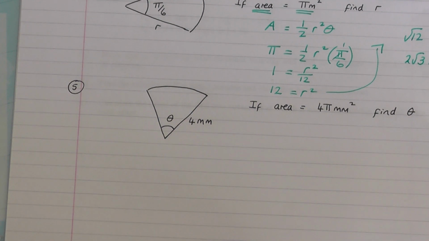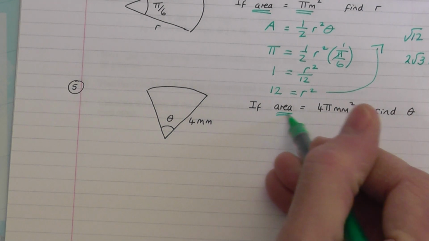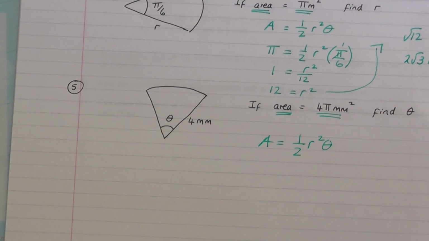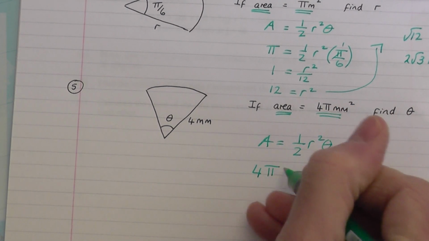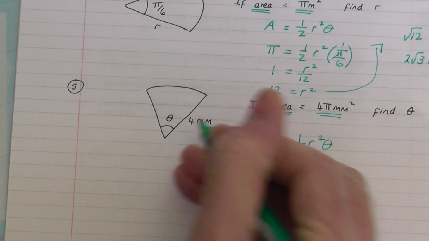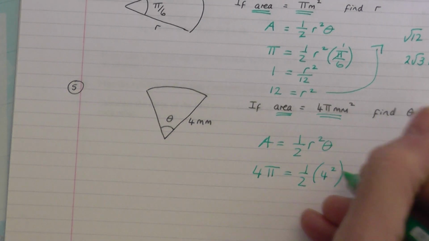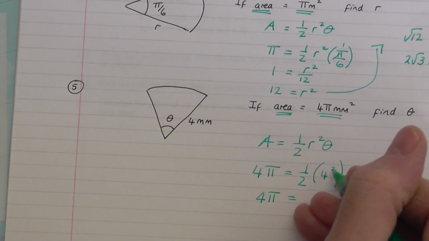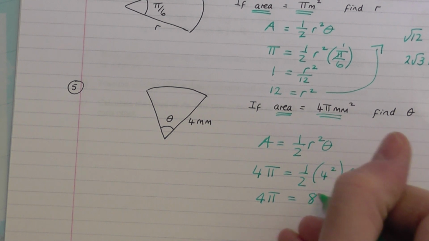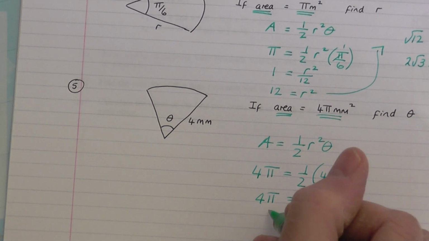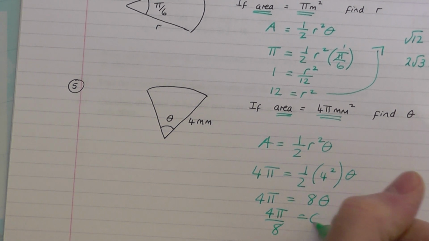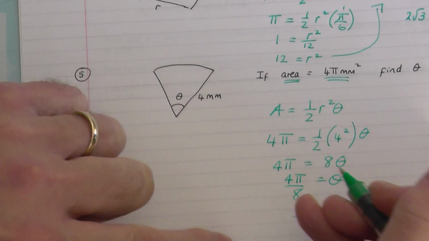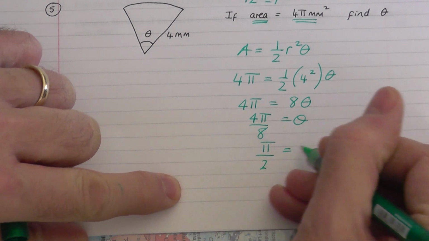Okay, let's push up to number 5 now. Number 5, I'm told the area again, so it's an area formula, A equals a half r squared theta. A is 4 pi equals a half. This time r squared, r I know, 4 squared. Theta is what I'm trying to work out, find theta. So on the left you've got 4 pi equals 16, 4 squared, half of that is 8. 8 theta. Divide both sides by 8, you get 4 pi over 8 equals theta, or if you prefer, cancelling down, pi by 2 equals theta.